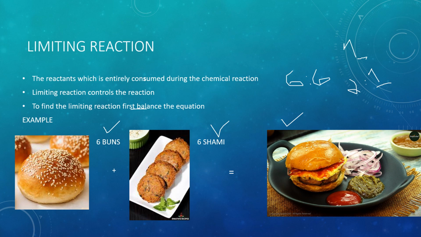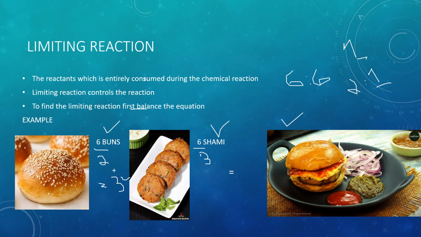So if we divide it by 2, it will be only 3. If we divide the buns by 2, or we can say if we use 3 buns, of course there would be 3 excess patties. So here the reaction is stopped due to buns because we have limited buns.